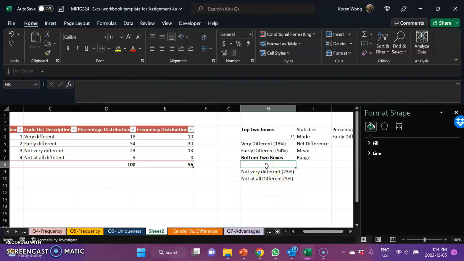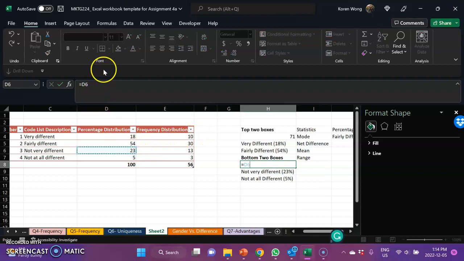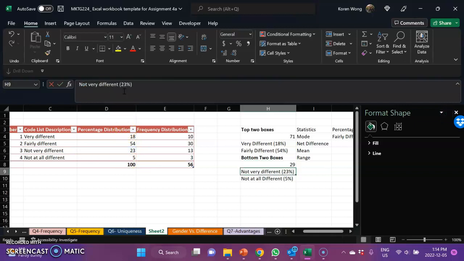And to know the percentage, again, all you need to do is put the equal sign, 23% plus 5%, and it is 29.